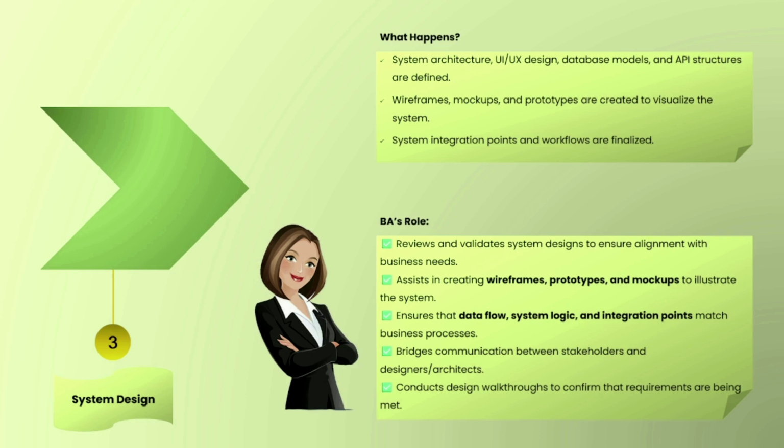Bridges communication between stakeholders and designers and architects. That's the sole responsibility of a BA. He or she always bridges the communication gap. That's something a BA always does. Conducts design walkthroughs to confirm the requirements are being met. So these are the BA's roles in the system design, and here also the BA plays a quite pivotal role, which they play in the first two stages of the software development life cycle.